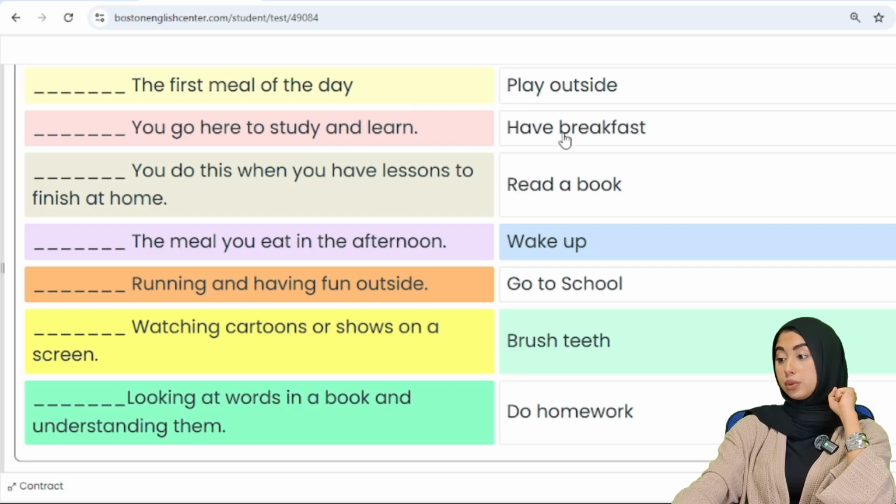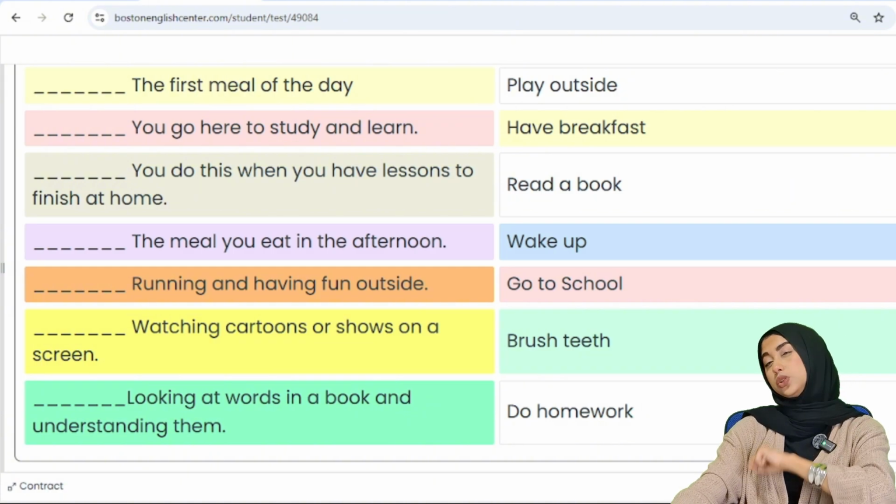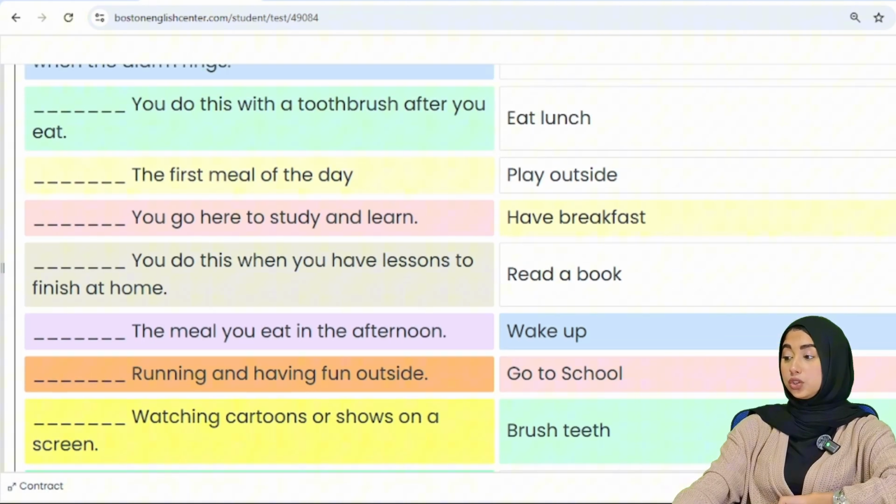Okay, the first meal of the day. Have breakfast, good job. Well, you go here to study and learn. Go to school, good job. Well, you do this when you have lessons to finish at home. Exactly, do homework.